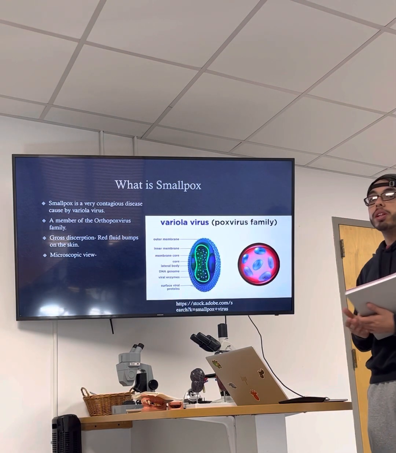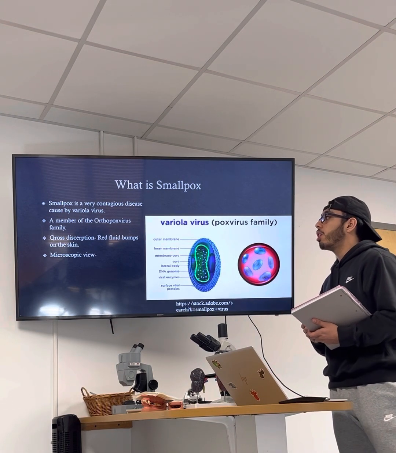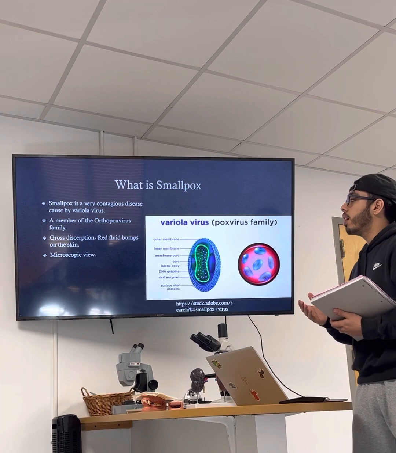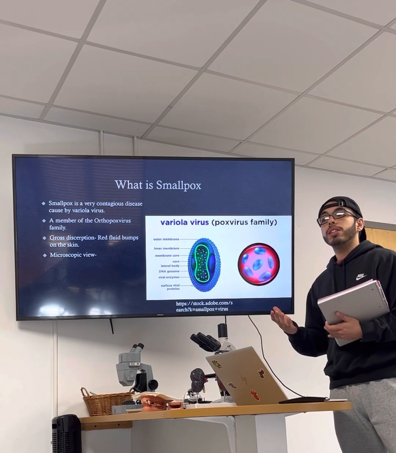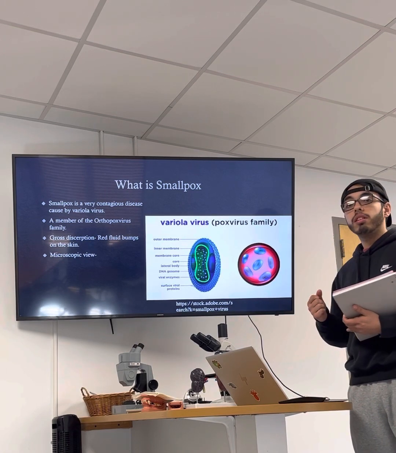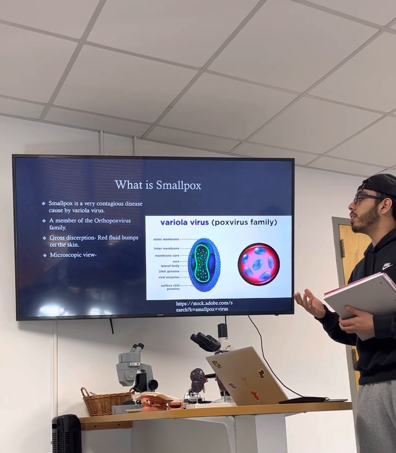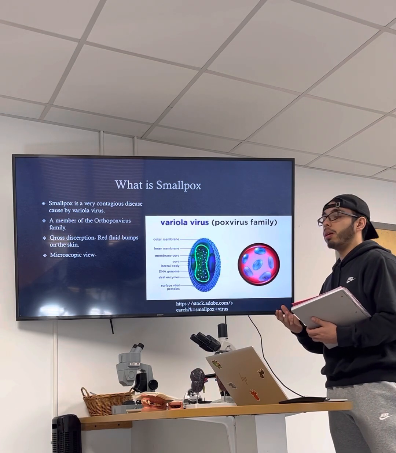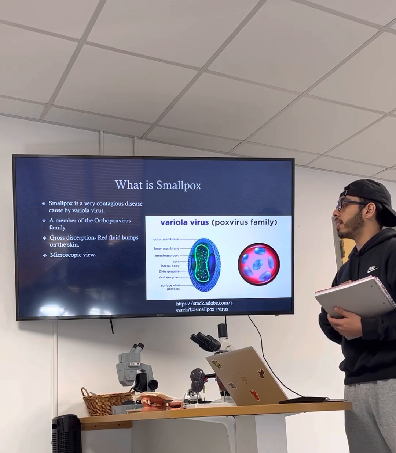So to start off with, what is smallpox? Smallpox is a very contagious disease caused by the variola virus. It is in the family of the orthopox viruses, so this puts it in the same family as monkeypox and cowpox. A gross description of it is red fluid bumps on the skin. That's usually how you would see it when somebody has it.